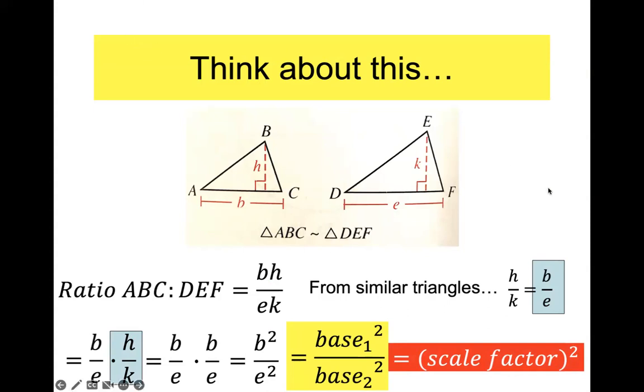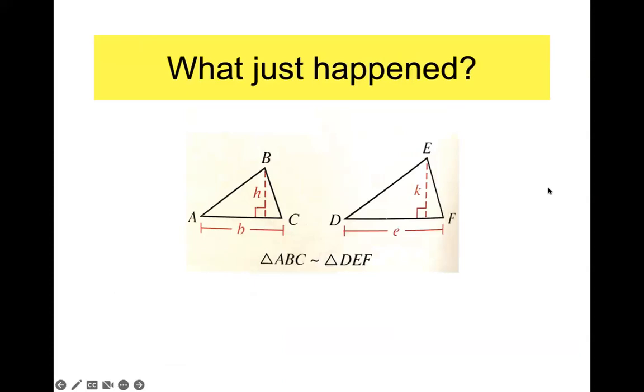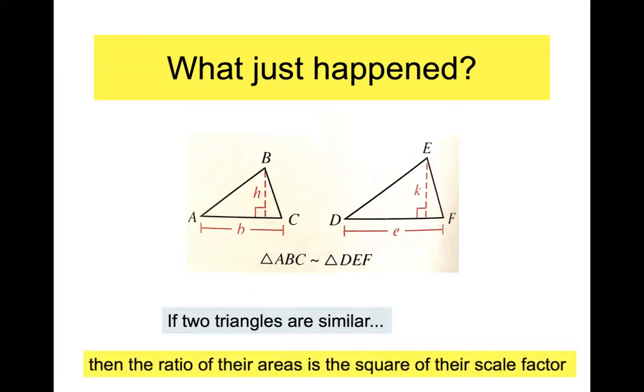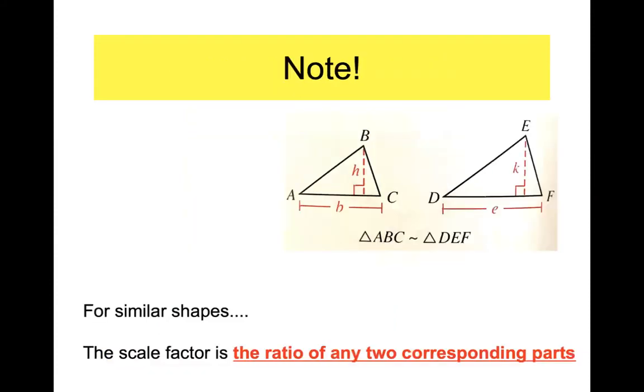Now we're ready to write this stuff down. So what just happened? If you have two similar triangles, and I ask you to write the ratio of their areas, then the ratio of the areas is equal to the square of their scale factors. Quick note for similar shapes, remember the scale factor is the ratio of any two corresponding parts. So even though I used B over E, I could have used H over K.